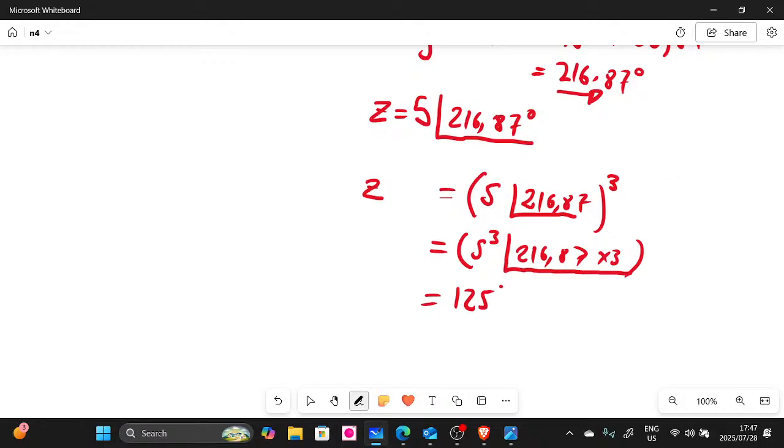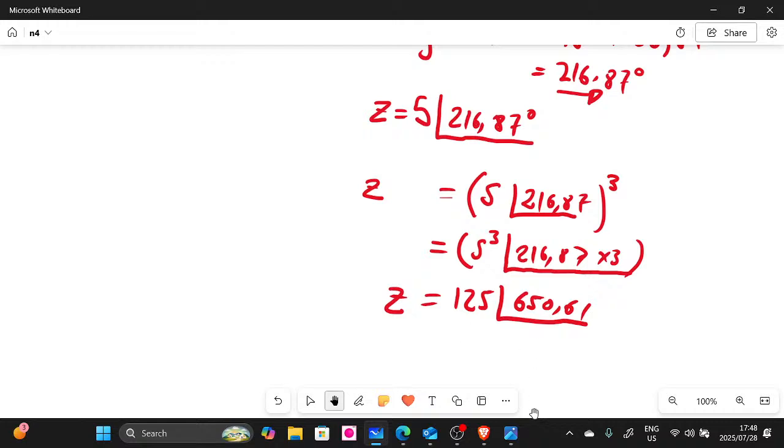There we go. And then polar, what is 216.87 multiplied by 3? What do you get? We're going to get a big number. It's 650.61. So this is z to the power of 3. But remember the question, this is in polar form, guys. Remember the question stated that we should leave this answer in rectangular form.